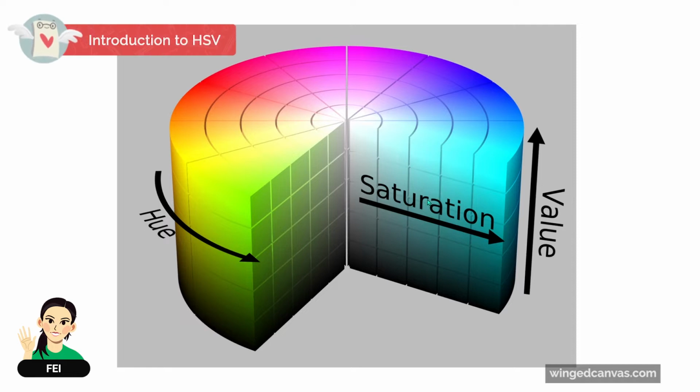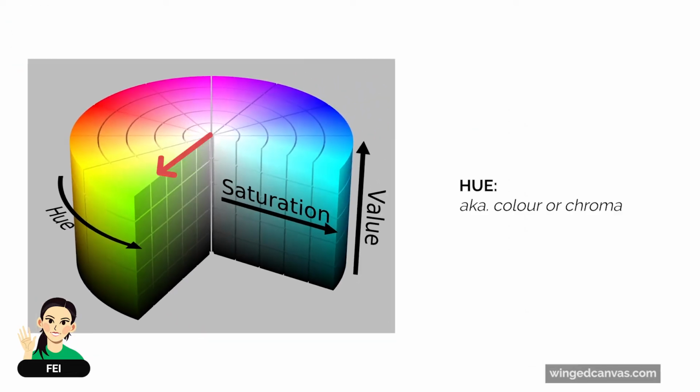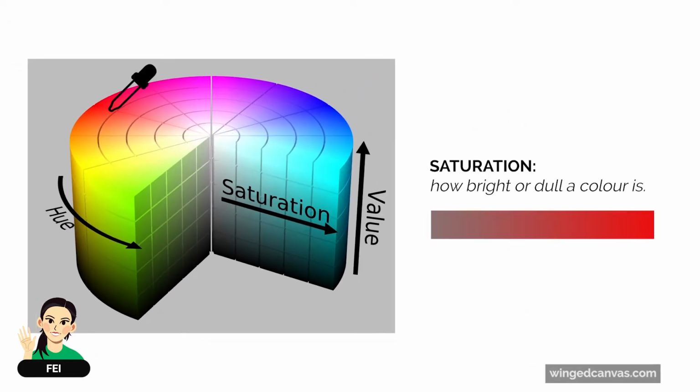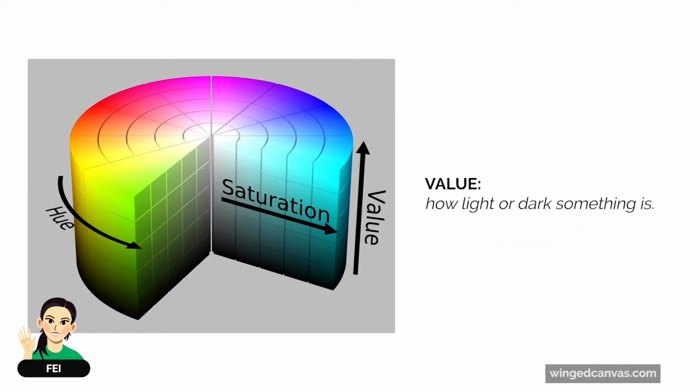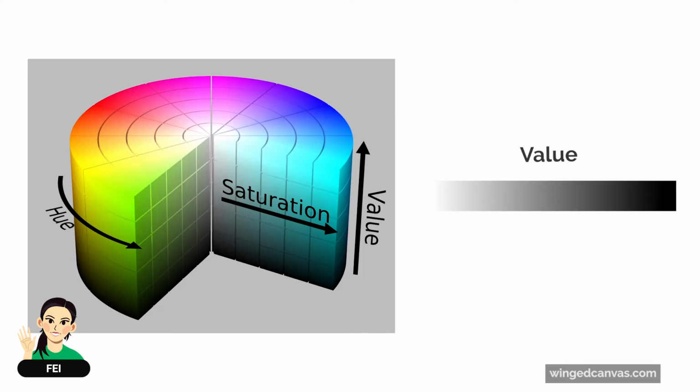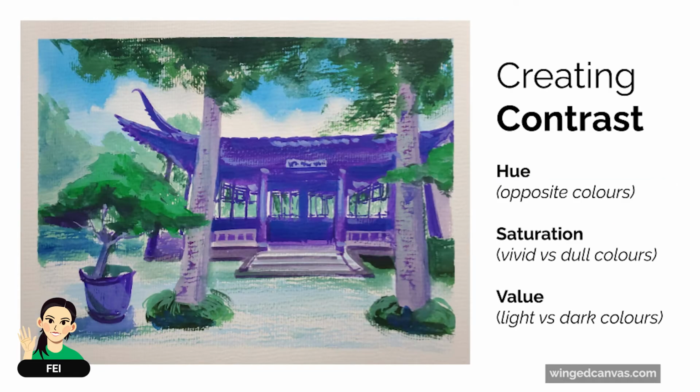Hue, saturation, and value, if you think about it like a pie, your hue is really your color or your chroma. Your saturation is how bright or dull that color is, and value is how light or dark something is. So black being the darkest and white being the lightest. And then if you start to apply color to value, you're going to get a wider value range, which will help you get better contrast. So there's contrast in hue, contrast in saturation, and contrast in value.